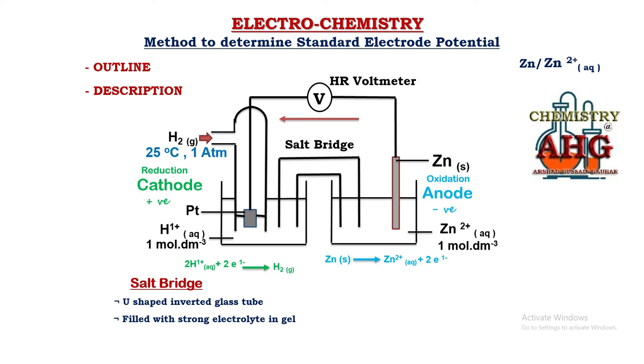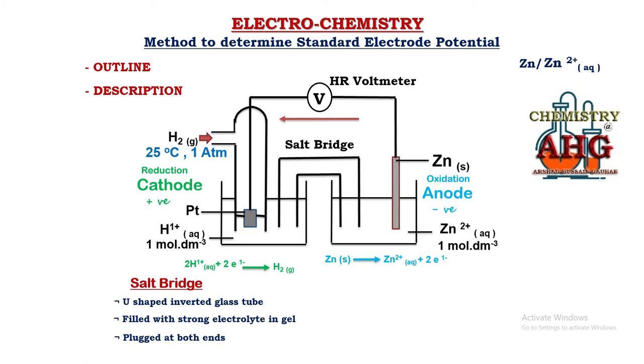Next thing you must also remember is that both ends of the salt bridge glass tube are plugged, closed by using porous cotton wool. Why do we use porous cotton wool? Because we need migration of ions from the salt bridge into the half cell, and from the half cell into the salt bridge. So for that purpose we use porous cotton wool, which is used to plug both ends of the salt bridge.